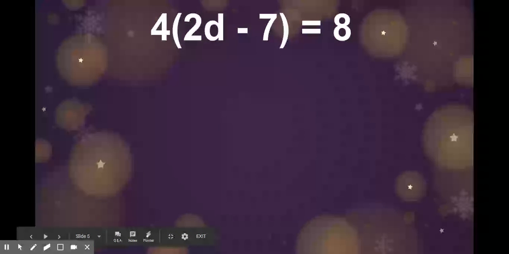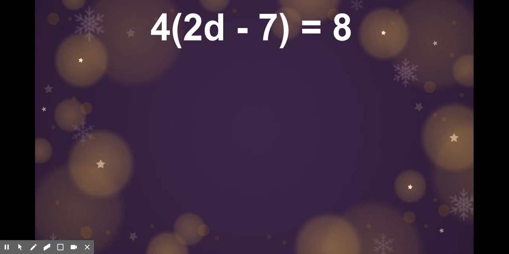Here I have 4 times the difference of 2d and 7 equals 8. So what I'm going to do is look in my parentheses. 2d minus 7. I cannot subtract 7 from 2d. So before I'm like, oh man, I'm stuck. I have to remember, hey, I learned about expanding my expressions using the distributive property. When we expand or use the distributive property, we get rid of those parentheses. And then we have the freedom to move stuff around.